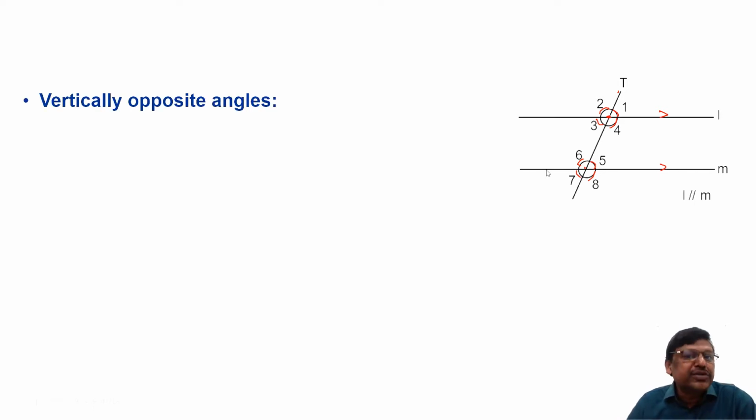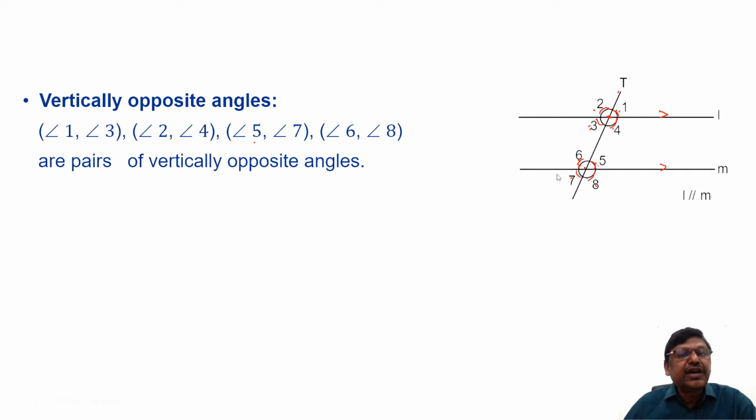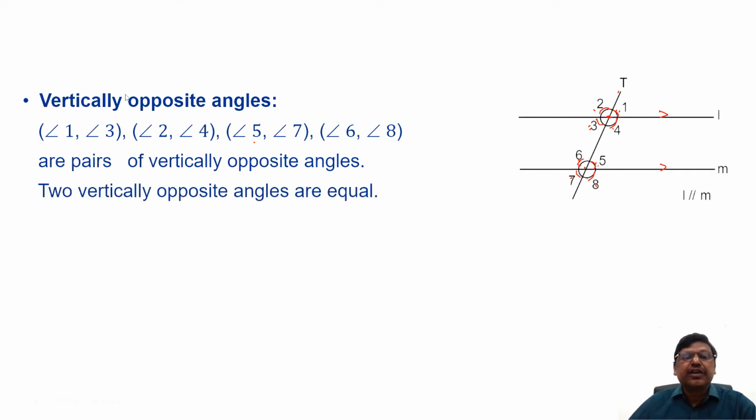First one, vertically opposite angles. If I take angle 1 and angle 3, you can check. Angle 2 and angle 4, angle 5 and angle 7, 6 and 8. These are vertically opposite angles, and two vertically opposite angles are equal. So angle 1 equals angle 3, 2 equals 4, 5 equals 7, 6 equals 8.